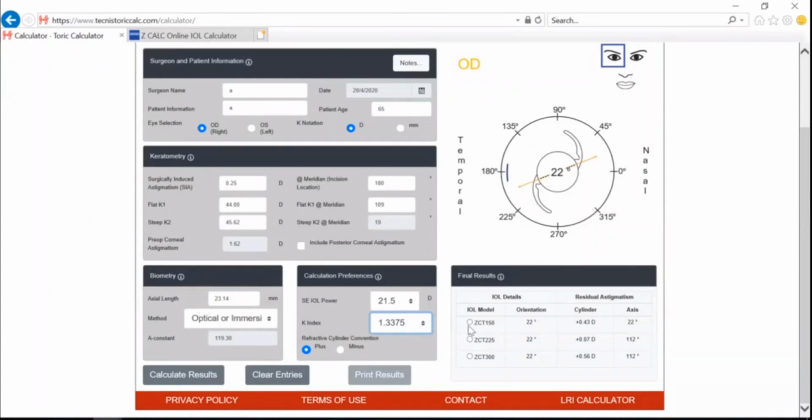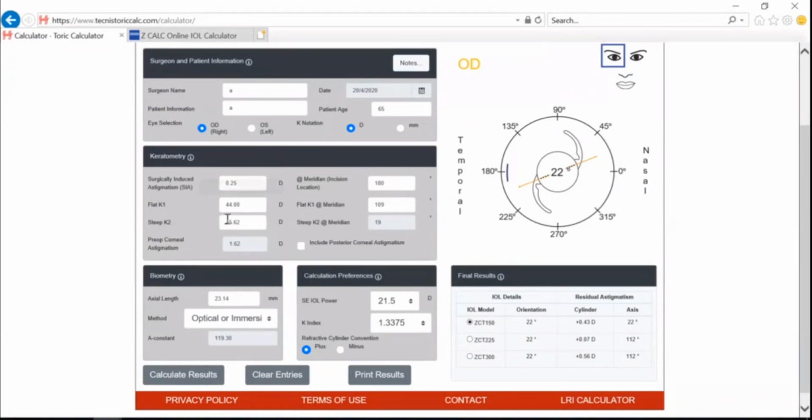Now, how do you interpret the results here? Remember what I said about plus or minus cylinder. When you choose plus cylinder, this shows you the results in terms of the steep axis. If you're choosing ZCT 150, the residual astigmatism is going to be plus 0.43. That's quite a lot of reduction from what it was previously, 1.62, going down to 0.43. The steep axis is now at 22 degrees.